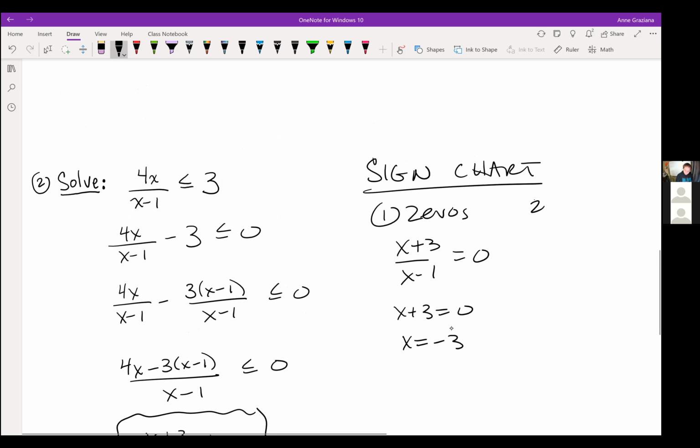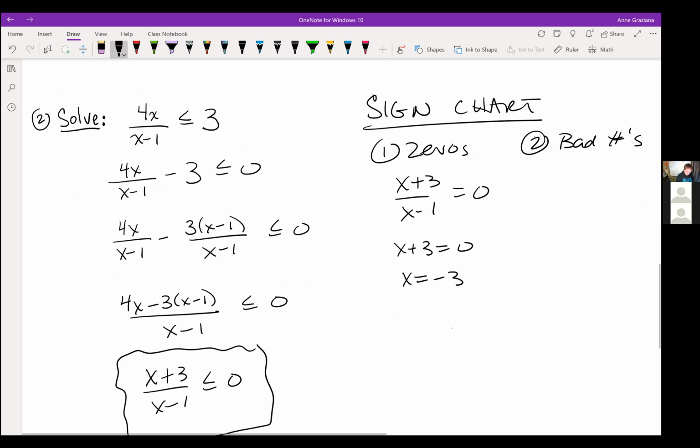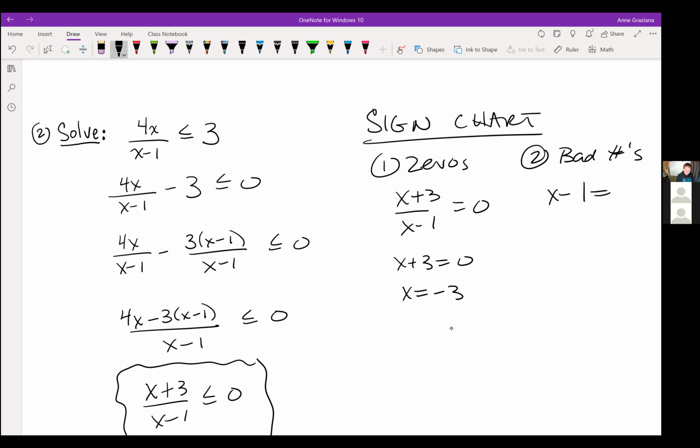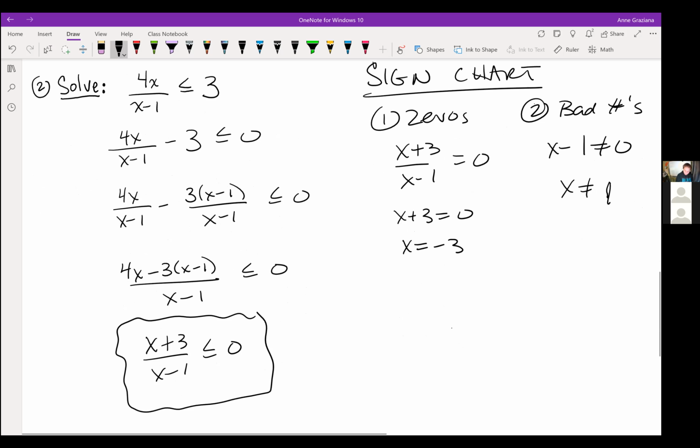And then you also have to look for your bad numbers. So that's going to be when the denominator is 0. So x minus 1 cannot equal 0. X cannot equal 1. Okay. So negative 3, 1. This is bad. This is 0. This is included because of the equals, and this one is not. And I am going through this fast because it's review, but also because I got to get to the other stuff today. But I will ask, are there any questions so far?